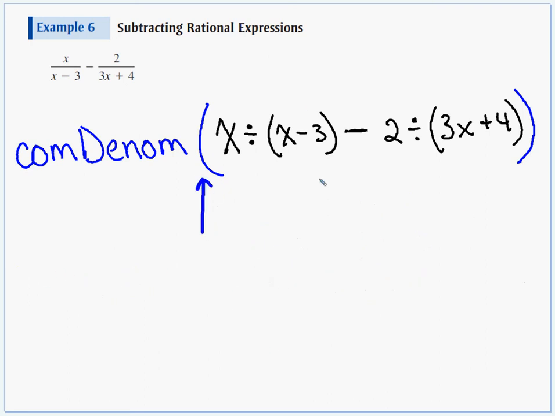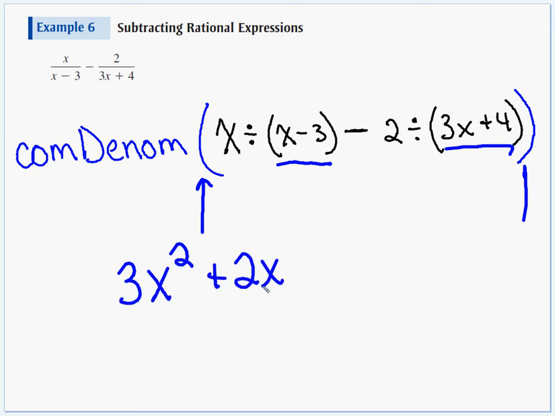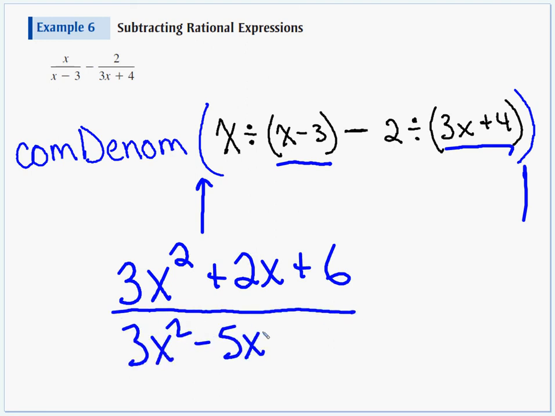So again, here I used blue parenthesis for the outermost for the common denominator function, and then here are the denominators, the x minus 3 and the 3x plus 4. If you get everything typed in correctly, your answer should look like this. 3x squared plus 2x plus 6 all over 3x squared minus 5x minus 12. So again, the calculator will do the common denominator and all the other work for you, as long as you type it in right.